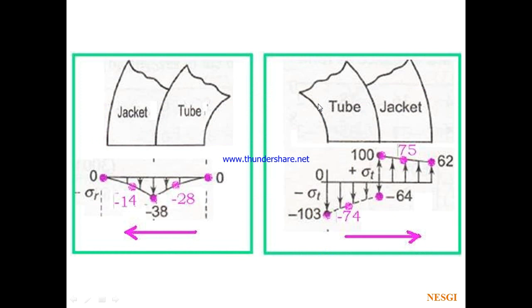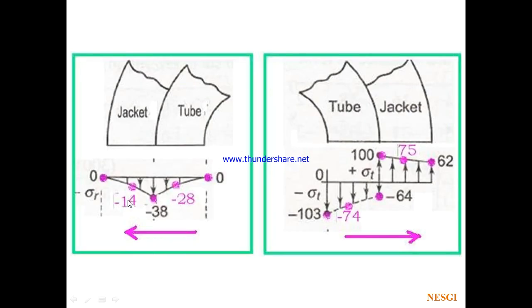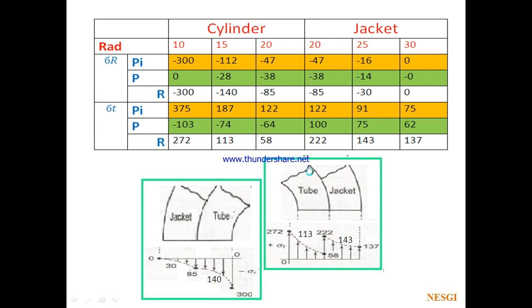Next we need to find the sigma r and sigma t due to internal pressure. So this is the shrinkage pressure distribution. Here you can see the radial stress due to shrinkage pressure, and this is the tangential stress due to shrinkage pressure. The graph is shown.